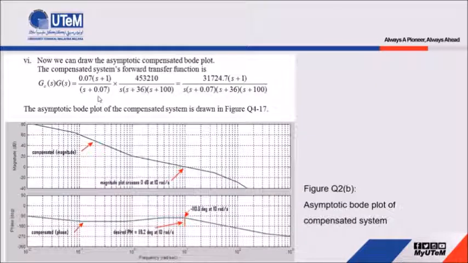Next, after we combine this system with the compensator, the result for the asymptotic Bode plot for the magnitude plot becomes like this, and the phase plot becomes like this.